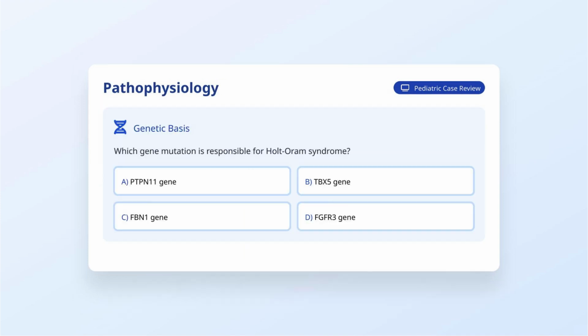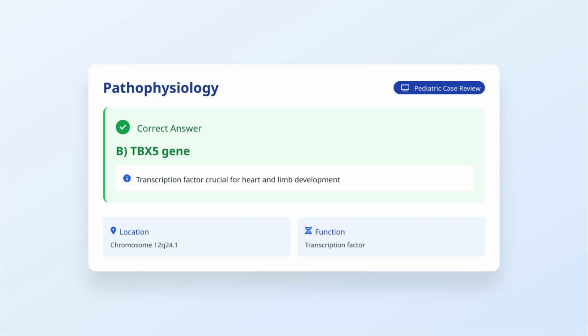Which gene mutation is responsible for Holt Oram syndrome? A. PTPN11 gene. B. TBX5 gene. C. FBN1 gene. D. FGFR3 gene. The correct answer is B.